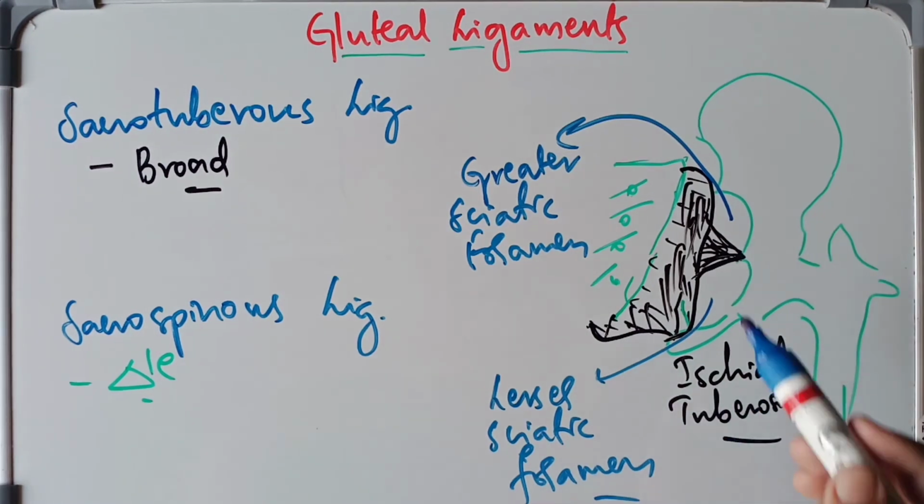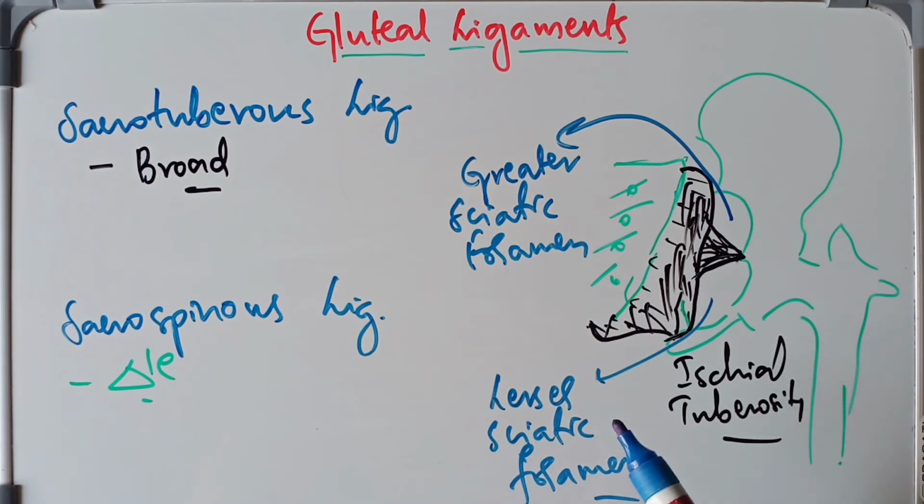And what are all the different structures passing through these sciatic foramens, we have discussed in another video. Please make sure to watch that. So this is about the gluteal ligaments, that is the sacrotuberous and the sacrospinous ligaments.